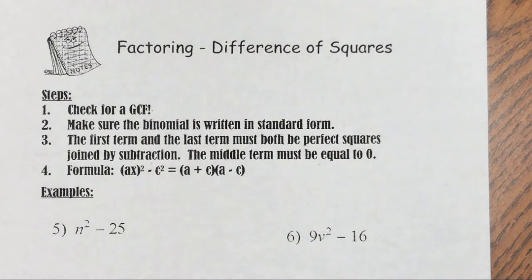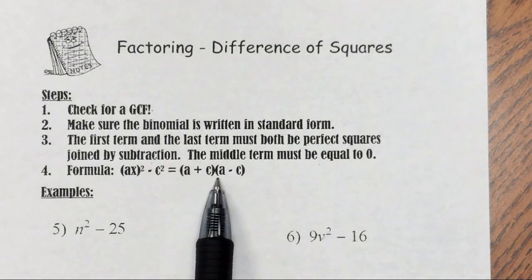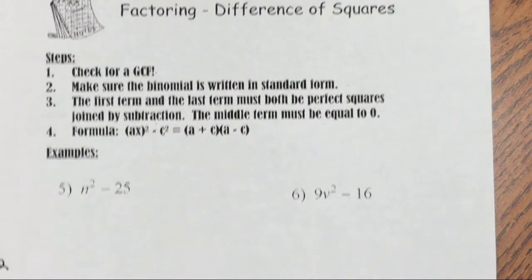So my formula, if I have a squared minus c squared, I can factor that into a plus c times a minus c. This one's a little bit trickier to use our standard methods for, so this is a good one to recognize as quickly as you can. And this is always going to be a binomial, so it should be pretty simple to recognize.